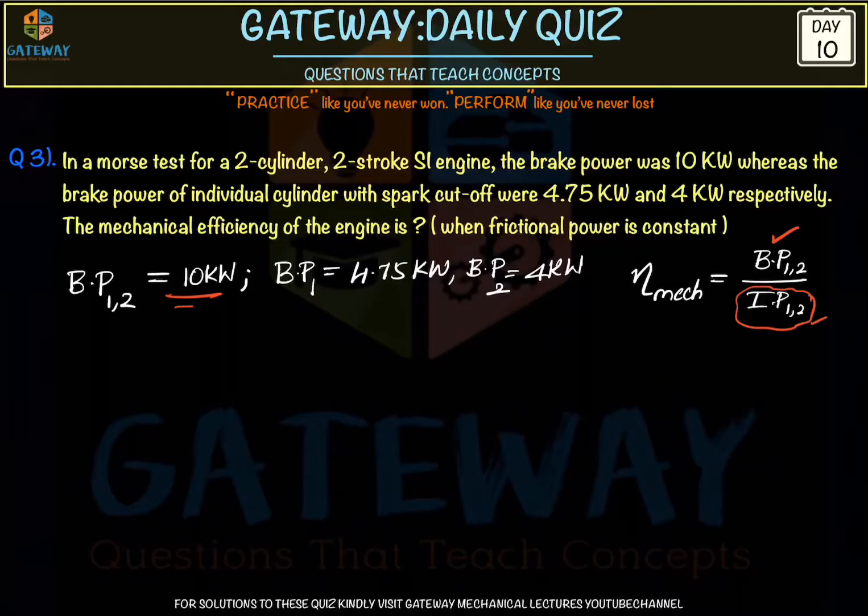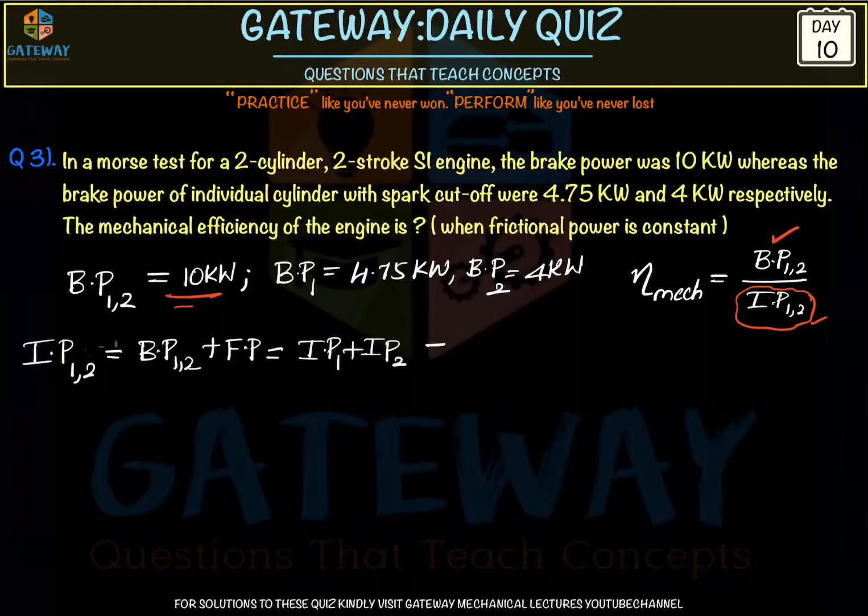We'll proceed here. First of all, we know indicated power is equal to brake power plus frictional power. And also in the question it is said that frictional power is constant. So in each cylinder or combining both the cylinders, the total frictional power is obtained in the Morse test as constant. First we'll take the total for the two cylinders. IP of 1 and 2 is equal to BP of 1 and 2 plus the frictional power, which is constant, so we'll just write it as FP. And this IP of 1 and 2 can also be written as IP of 1 plus IP of 2. Let this be equation A.